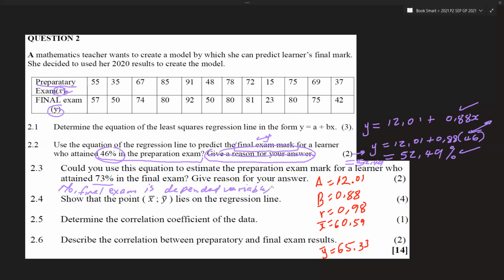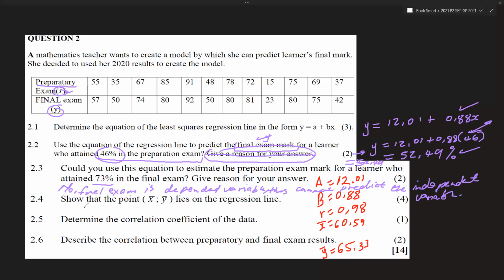Thus we cannot predict the independent variable. Does that make sense? So we only use the independent to predict the dependent. So we use the x-axis. If we're given the x-axis, we can always get the y-axis. But if we're given the y-axis, we cannot use it to predict the x-axis because that is a dependent variable. So it cannot be used to predict the independent.